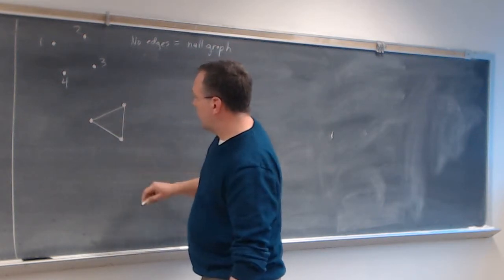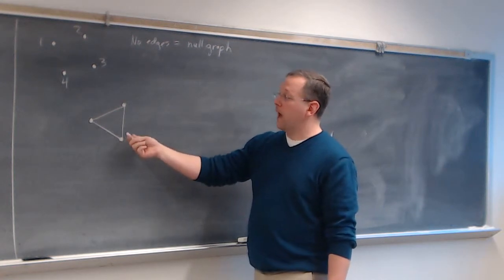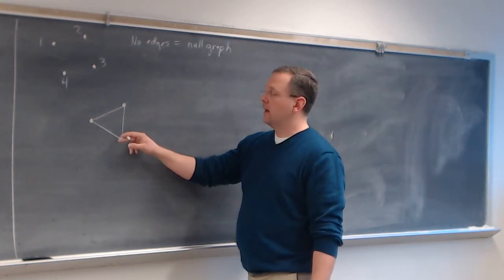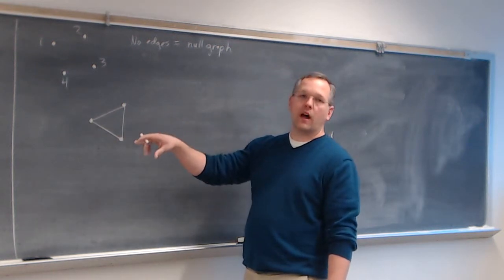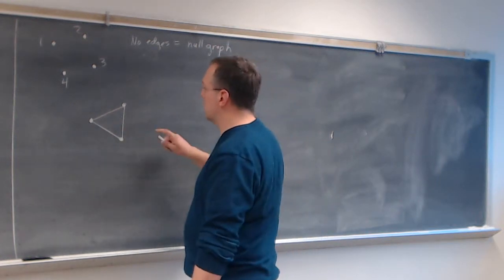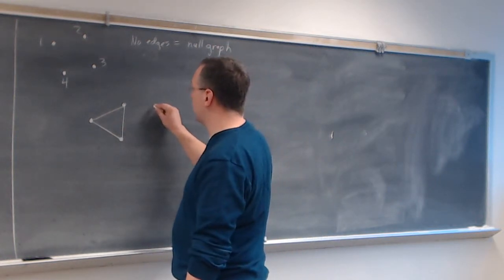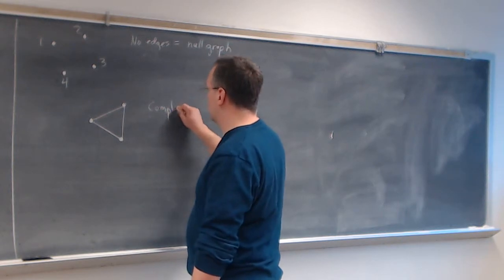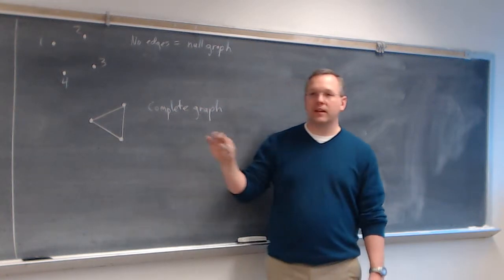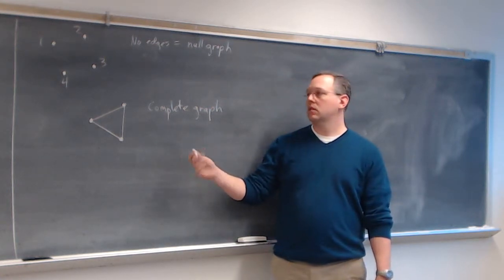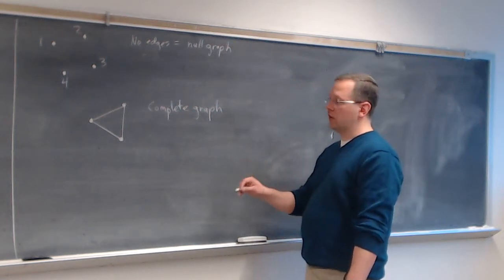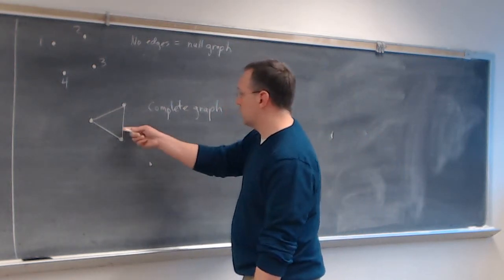So what if you had every vertex connected to every other vertex? And remember, I'm not gonna put more than one line connecting any two vertices. So this is actually called a complete graph. In some sense, it's complete because you can't add any more edges.